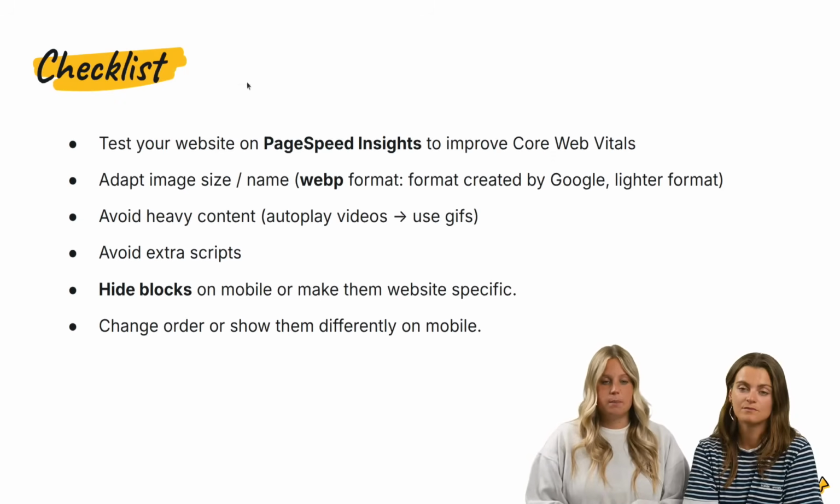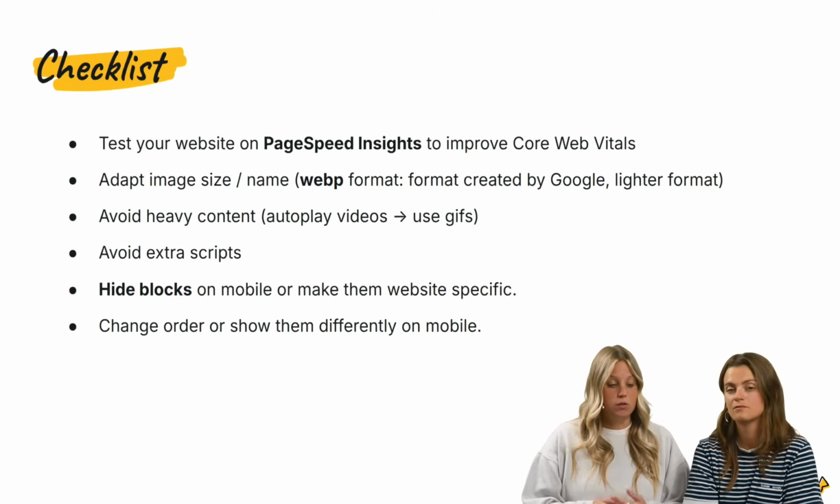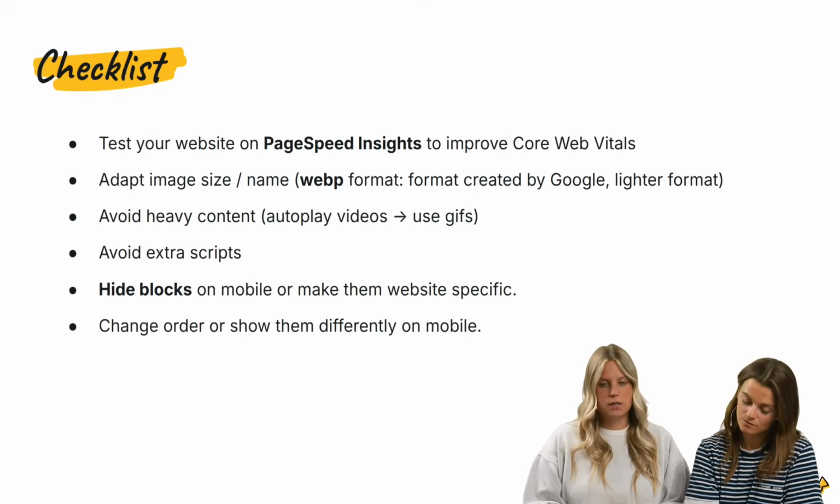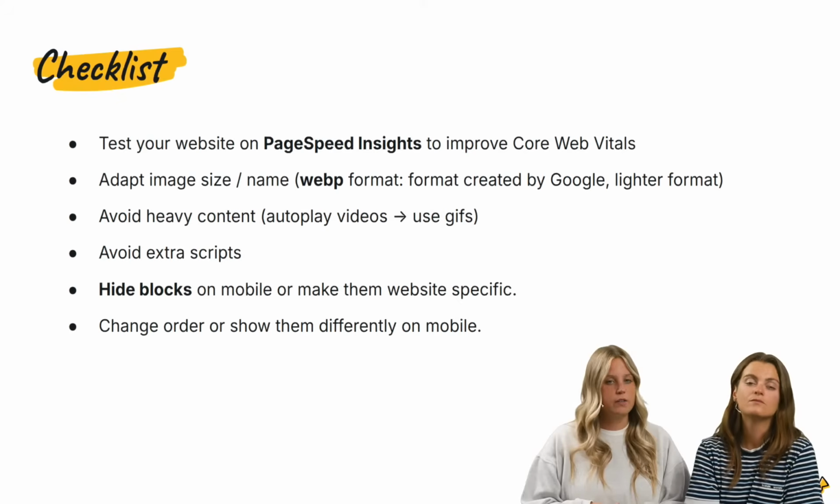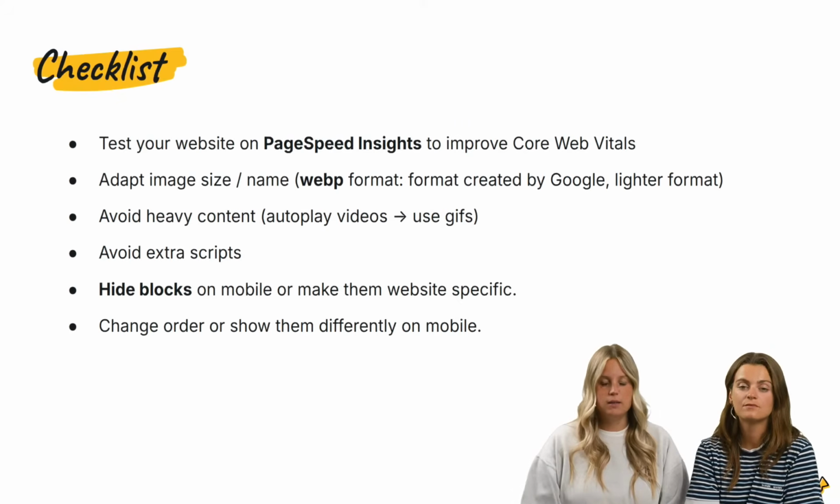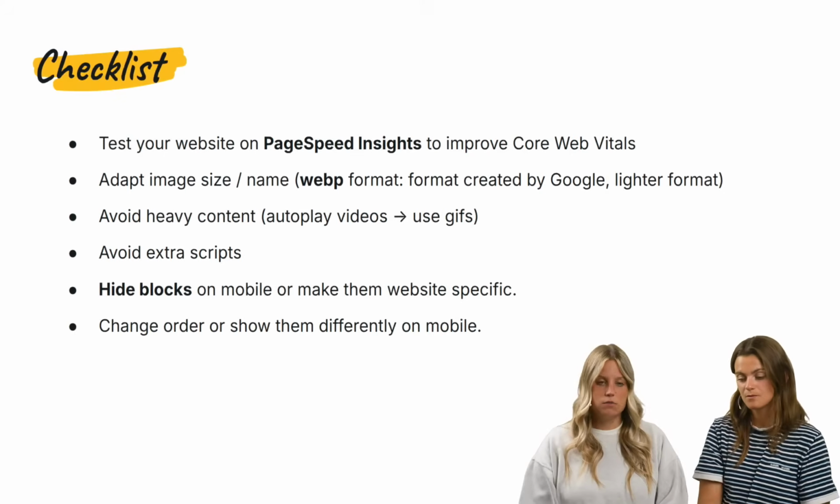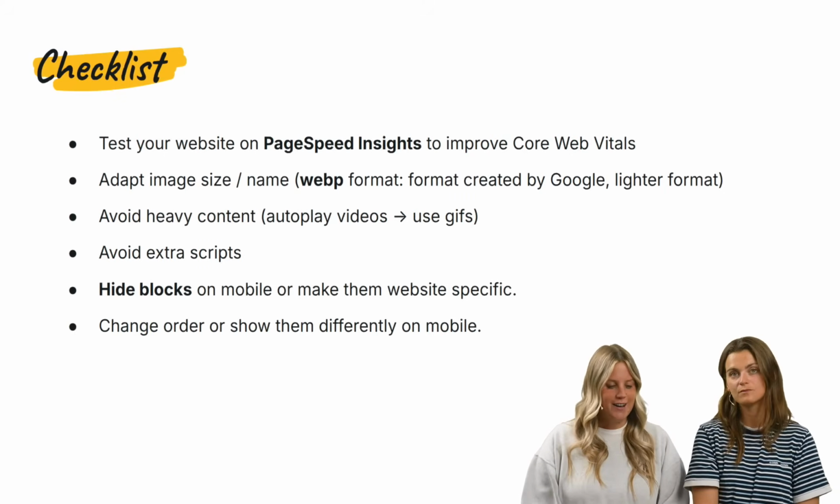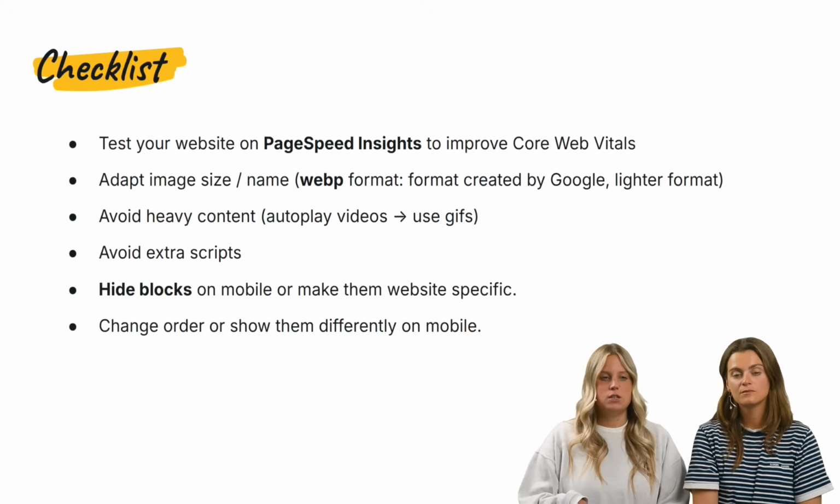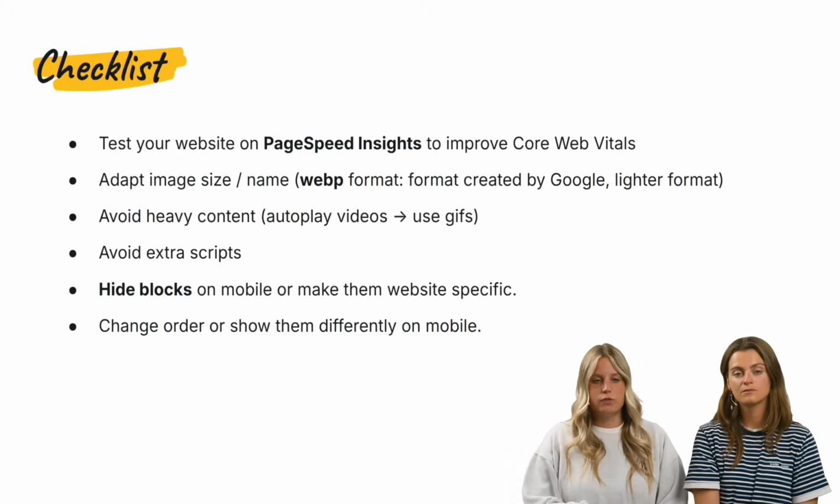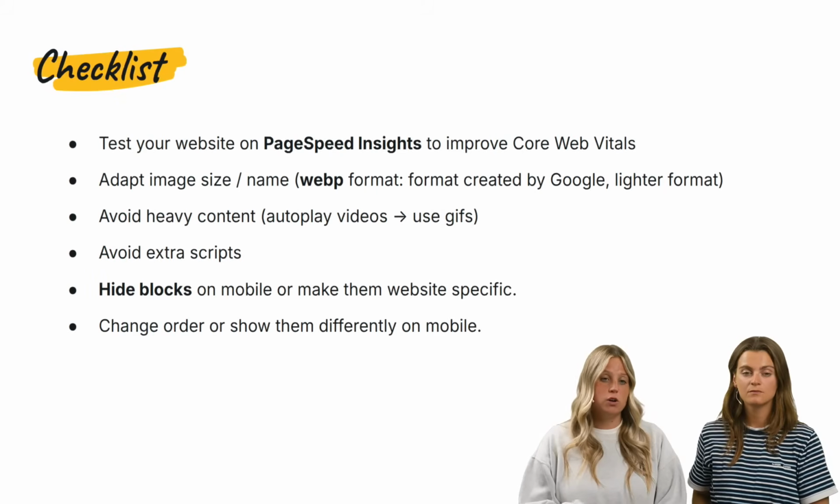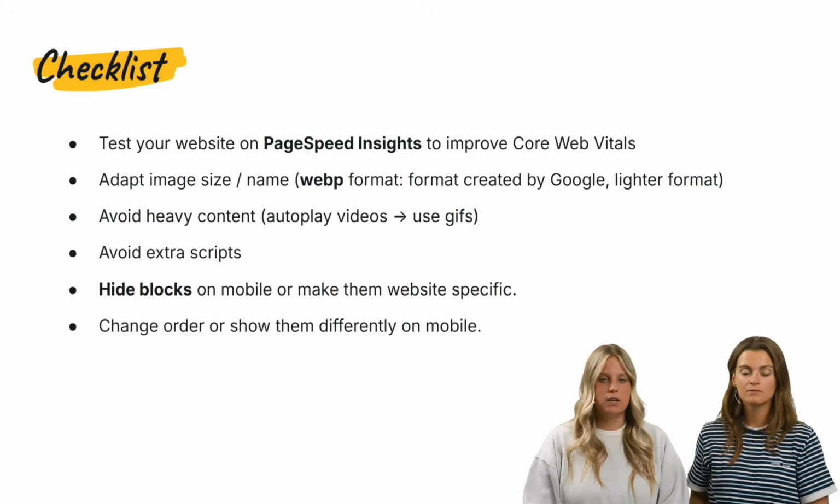Maybe something that might be a bit logical is avoiding heavy contents. We do not prefer using any autoplay videos. We prefer using GIFs instead, and also avoid any extra scripts. On Odoo, you can add some custom code to the website. You're allowed to. However, make sure that you're actually using it whenever you add it. Whenever you add some custom code, for example related to Google Tag Manager, and you are not using it, please just remove that, and it will improve the speed of your website.